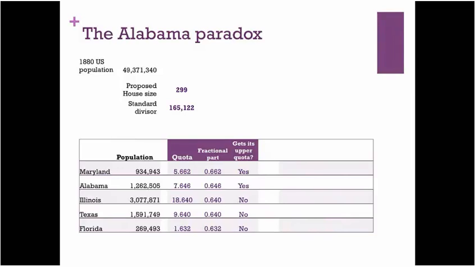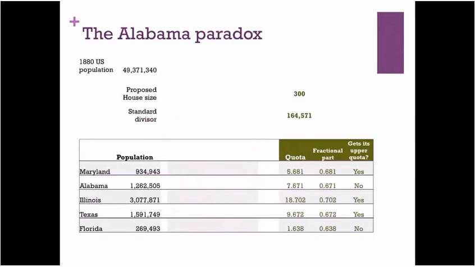So, thus far, there doesn't seem to be any paradoxical behavior, but as I said, the size of the House was not fixed in advance. And other people were saying, well, let's try out 300. Okay, so now I'm not showing you the other calculations. I'm just showing you what would happen if you used a house size of 300 seats. Well, now, of course, the standard divisor will be slightly smaller. If we divide by 300 instead of 299, that changes the standard divisor. And then, of course, it changes the quotas slightly.